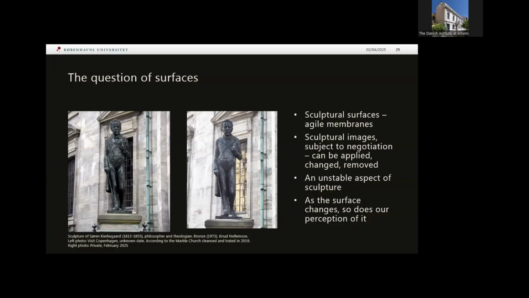To the left, you see an image of a sculpture of the philosopher Hornung Havgaard outside of the Marble Church in Copenhagen. This photo is taken before 2019. That's the most accurate I can say. It's found on a public tourist website. But this photo next to it, my husband recorded for me about a month ago. And it definitely reflects an intervention applied to this seemingly fixed surface.